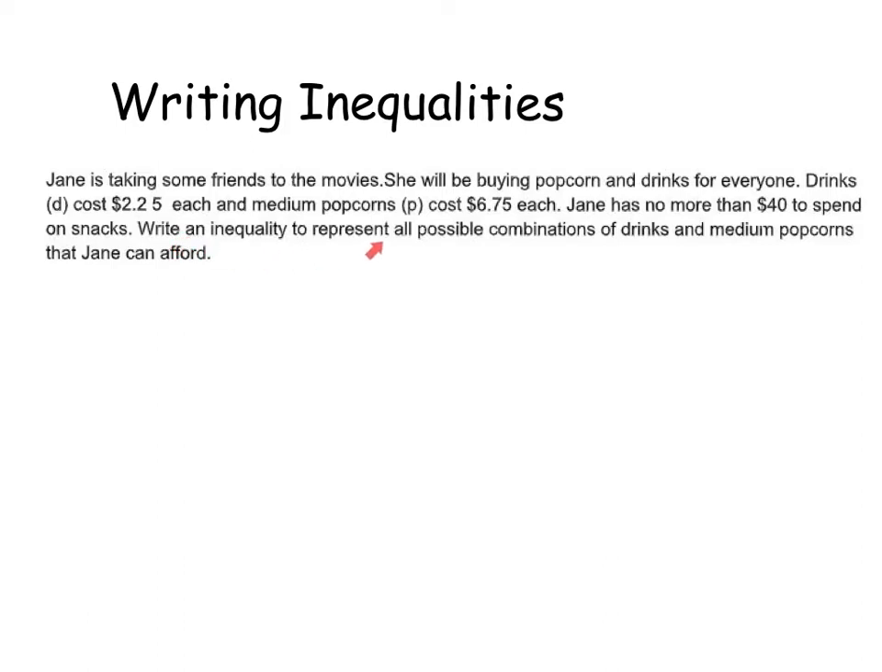Write an inequality to represent all possible combinations of drinks and medium popcorns that Jane can afford. Okay, so this problem is an inequality because it says that Jane has no more than $40 to spend. So she could spend up to 40 or she could spend less. Okay, but she is buying drinks and popcorn for her friends. So we're going to see all the different possible combinations for that.